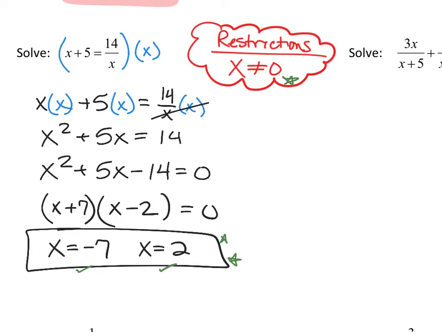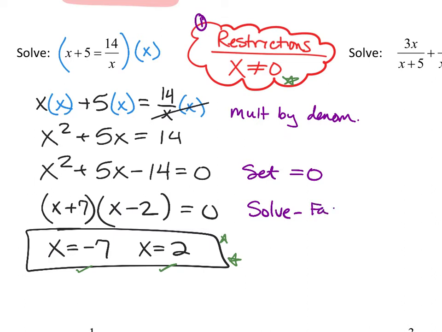We're good. But let's write down in words what I did so that you can see these steps and then maybe do them on your own. Number 1, I found the restrictions. That's the denominators, any denominator equal to 0. The next thing I did was I multiplied by the denominator. Okay, that's the next 2 steps. I then subtracted 14 so that I could set it equal to 0. And then I solved using factoring and the zero product property.